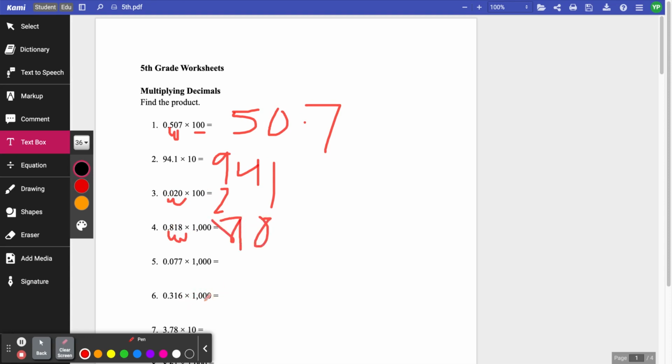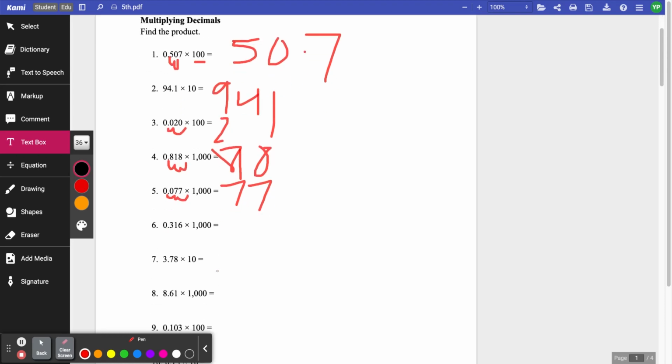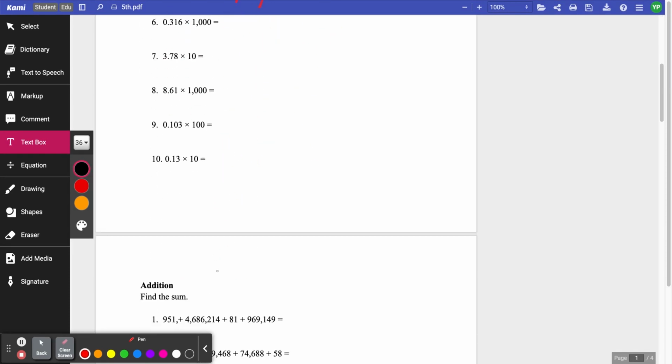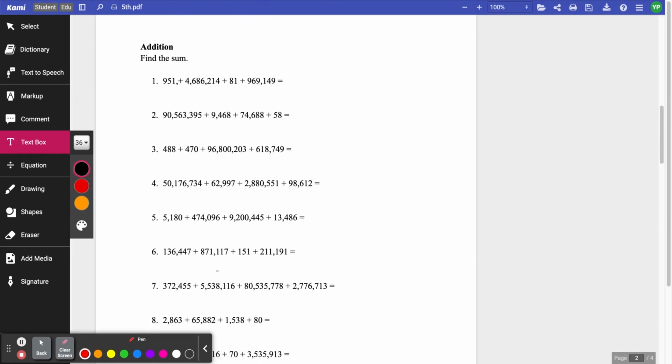818, and so on. So let's just do one more. 1,000, so it's going to be 1, 2, 3. So it's going to be 77. Okay, and basically that is all for multiplying decimals. Now let's go on to addition.